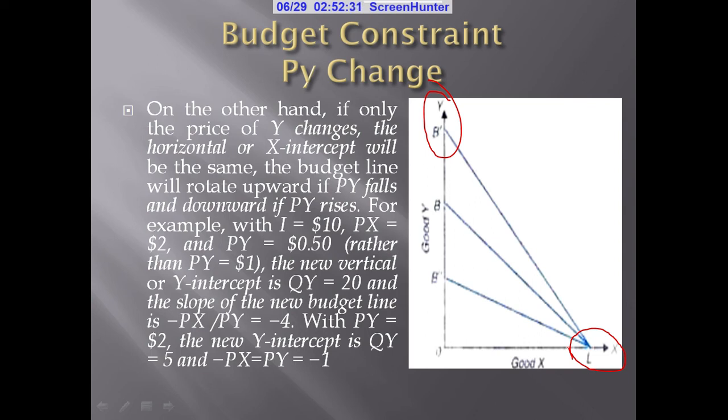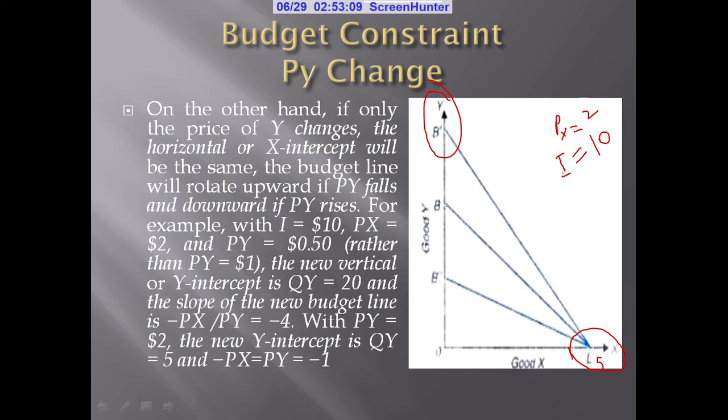The individual is still able to buy 5 units of X with Px equal to 2 and income equal to 10. He is still able to buy only 5 units of X because there is no change in the price of X and income level. Only the price of Y is changing here.